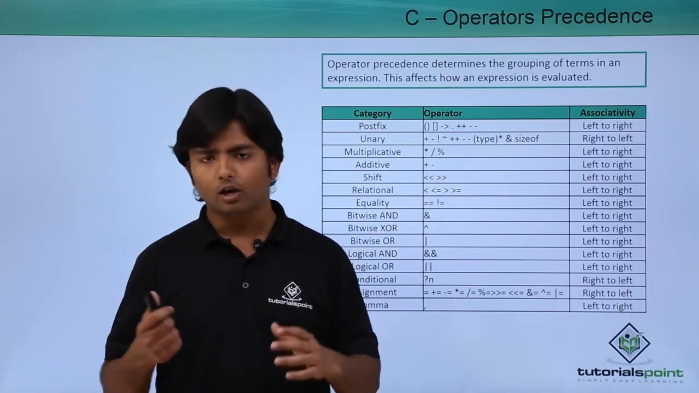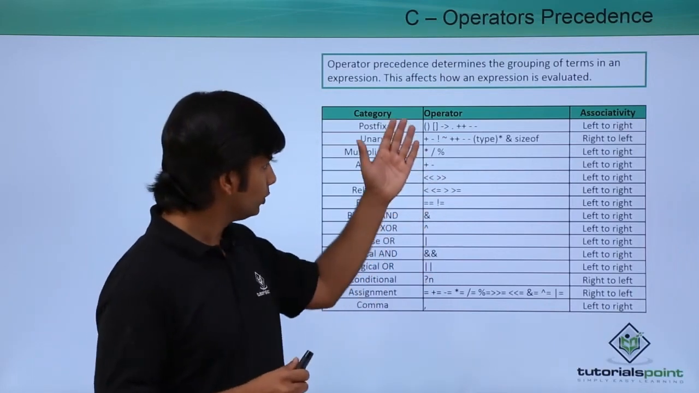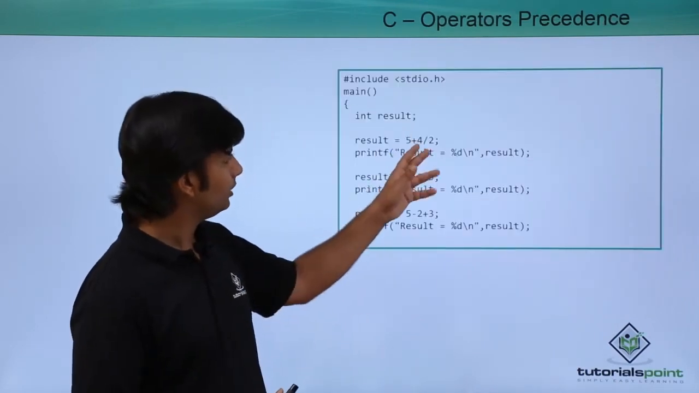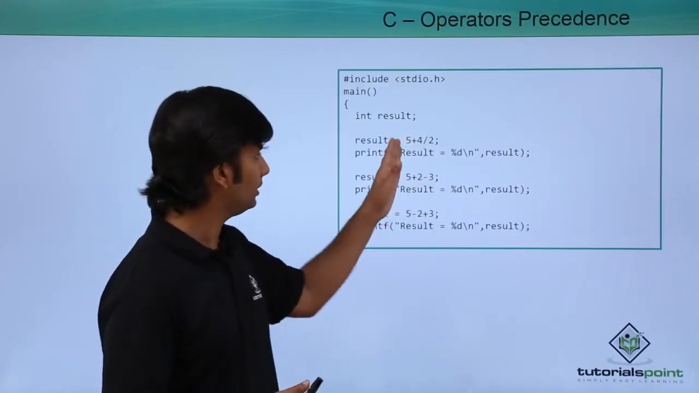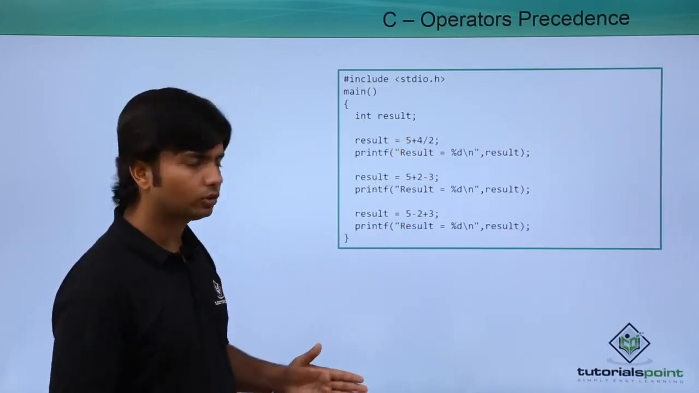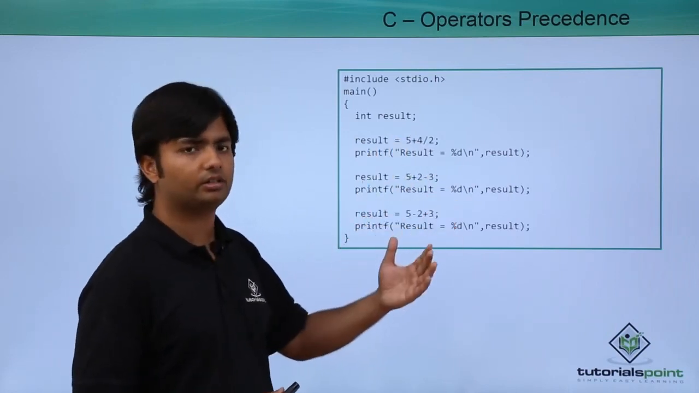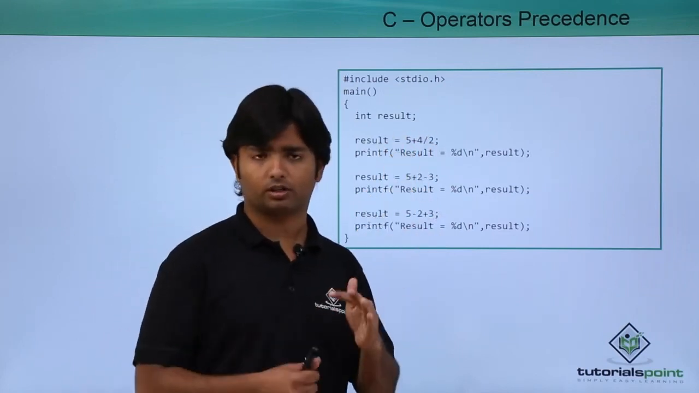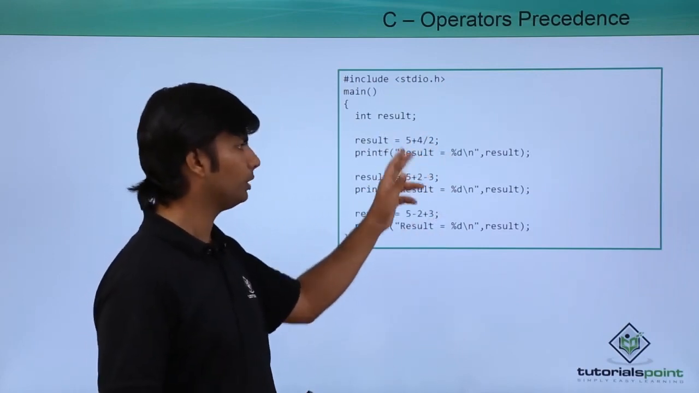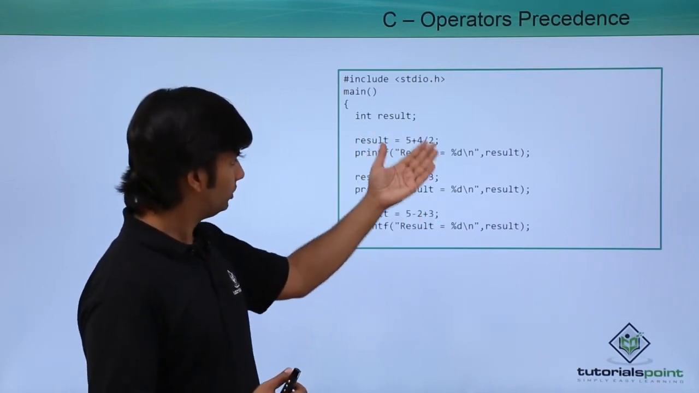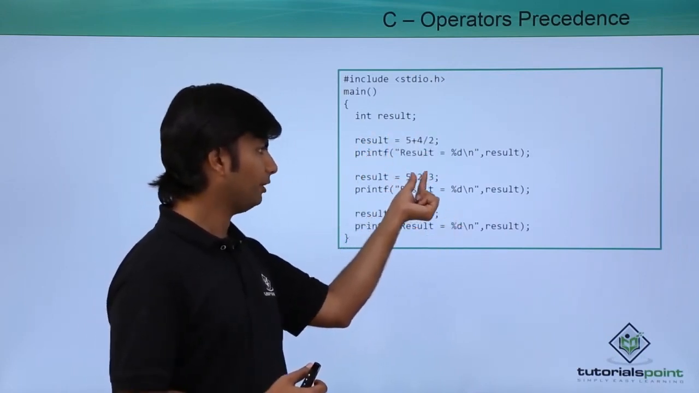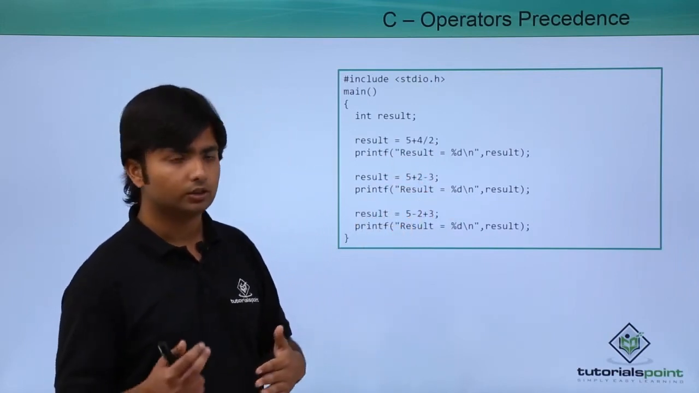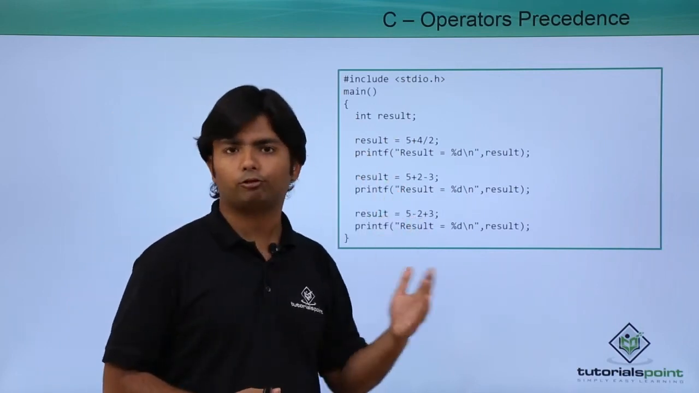Now if you get any complex expression, you can use this table for calculating the exact value. For example, here we have the two operators like plus and division. As we just saw, the precedence of division is greater than the precedence of plus. So first of all, 4 will be divided by 2, the result will be 2, and then this 2 will be added to the 5. And here, as you can see, 5 plus 2 minus 3, plus and minus both have the same precedence level, so here the associativity will be followed.